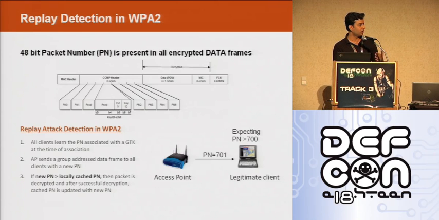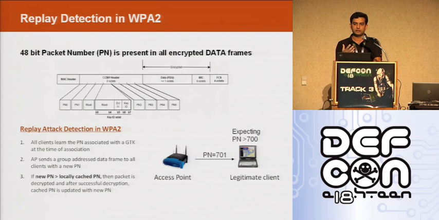When a client connects to the access point, the access point informs that client that this is the last consumed packet number, so you should use this number for replay detection. For example, the last consumed packet number was 700. The client is going to cache that number, and after that the client expects data frames having a packet number greater than 700. If I replay a packet which I captured when the packet number was 600, it will not be accepted, because the client will find that the packet number is less than the last successfully received packet, which was 700.